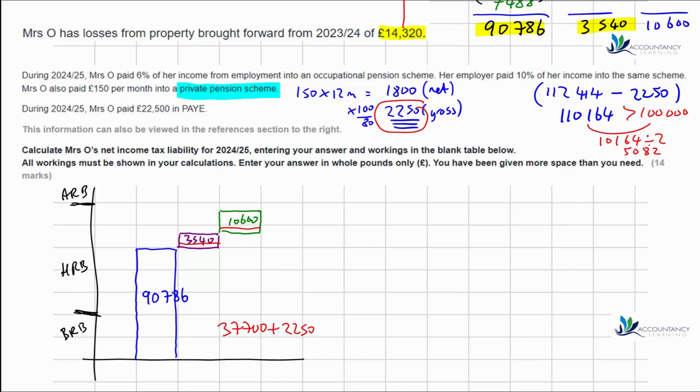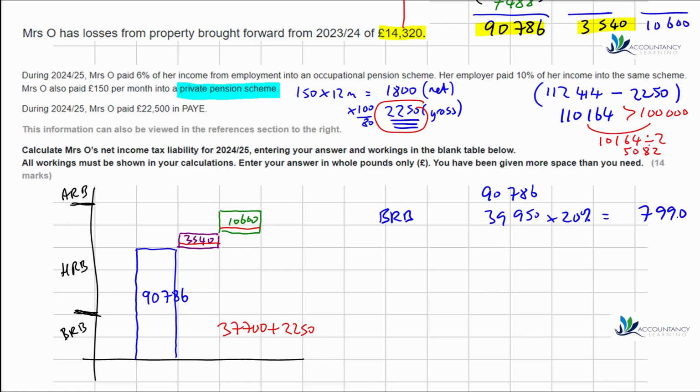So for our general incomes, remember we've got the 90,786. So we've got our basic rate band. So we've got the combination of these two numbers, the 37,700 and 2,250. So we'll have 39,950 taxed at 20%. And so that's going to be a tax of 7,990.